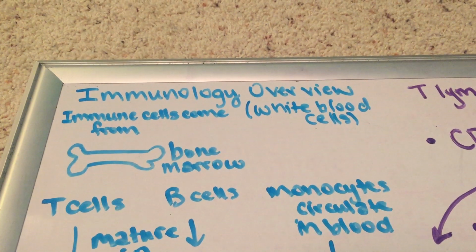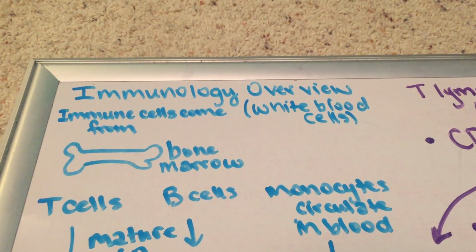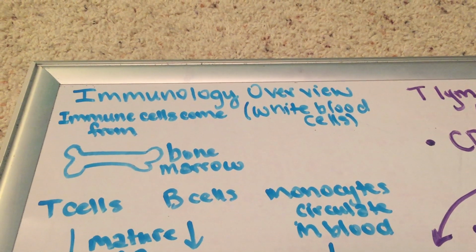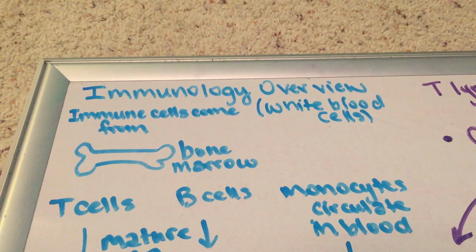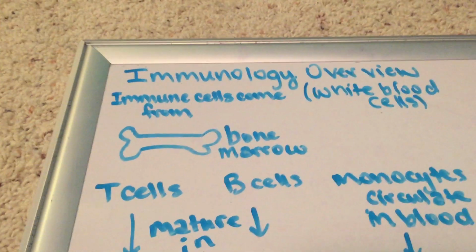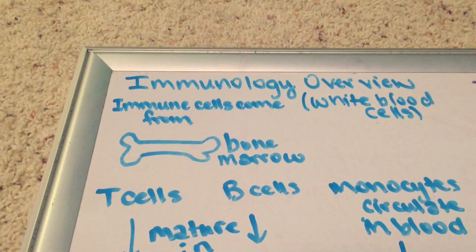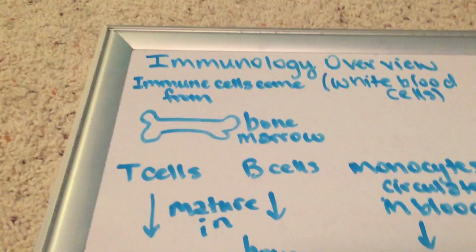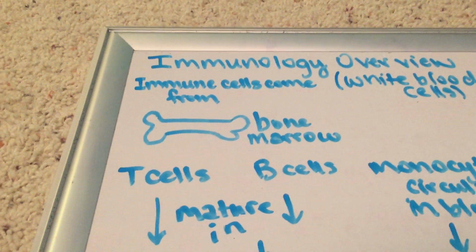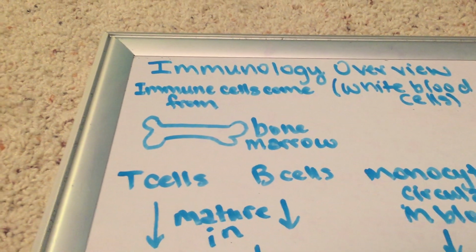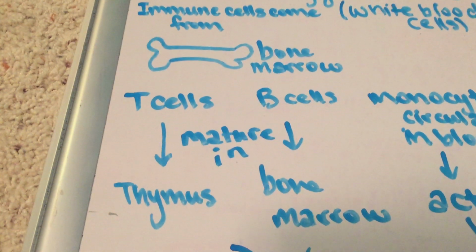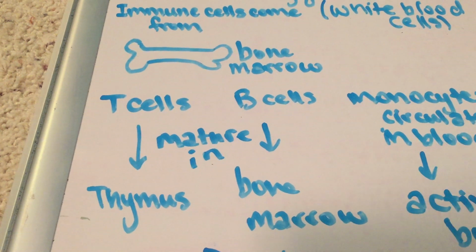So to begin this immunology overview, first we want to talk about where immune cells or white blood cells come from, and that's from the bone marrow. So where do these cells go after the bone marrow? Well, T cells and B cells mature in different places. T cells mature in the thymus, and B cells mature also in the bone marrow.